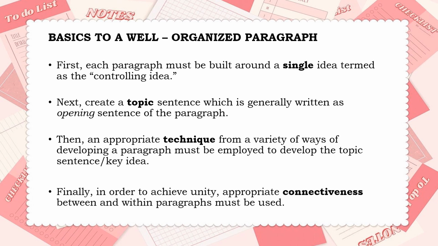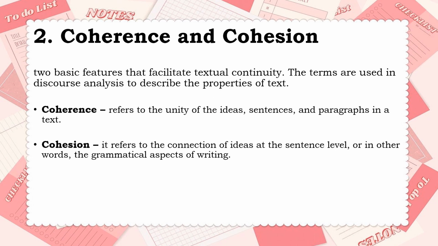And finally, in order to achieve unity, appropriate connectiveness between and within paragraphs must be used. So make sure that your ideas within the paragraph are still connected and still have the unity to make it compact and solid. The second property of a well-written text is coherence and cohesion.